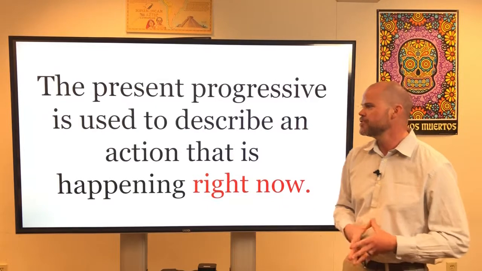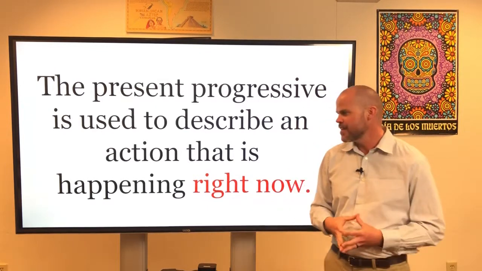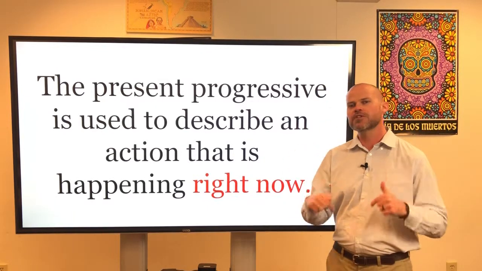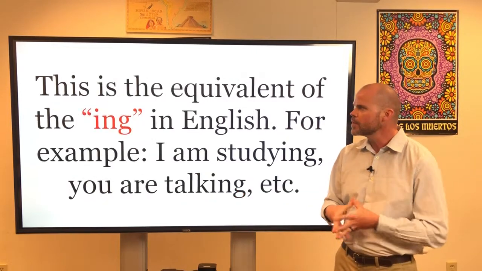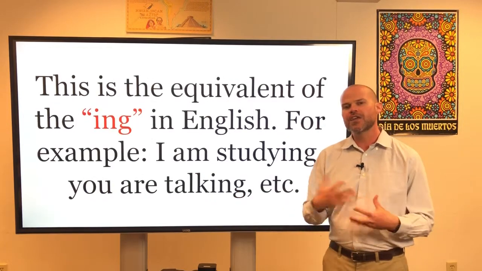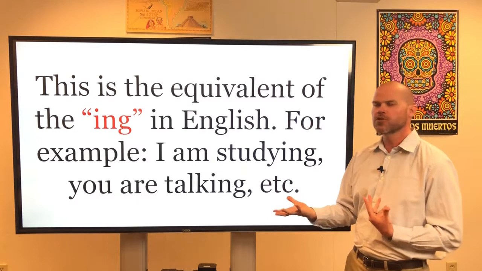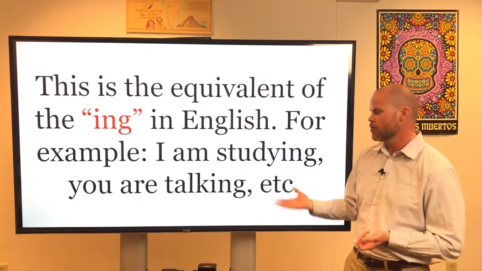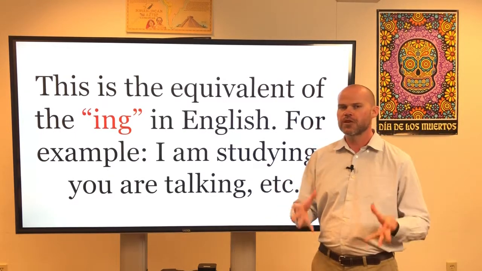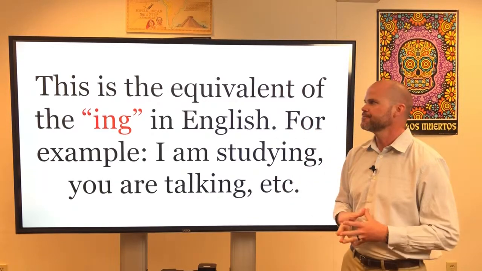So the present progressive is used to describe an action that is taking place right now, in this present moment. This is the equivalent of the -ing in English. For example, in English, when I say "I am studying" or "you are talking," I'm using the present progressive. So we're going to learn how to say that in Spanish.